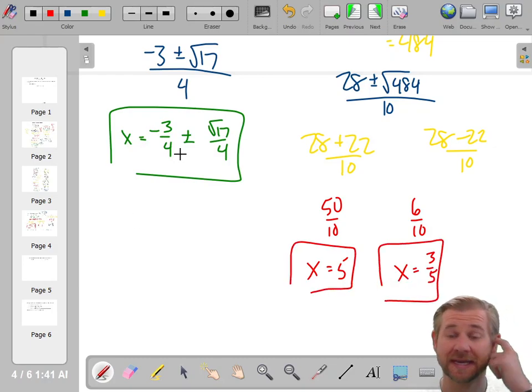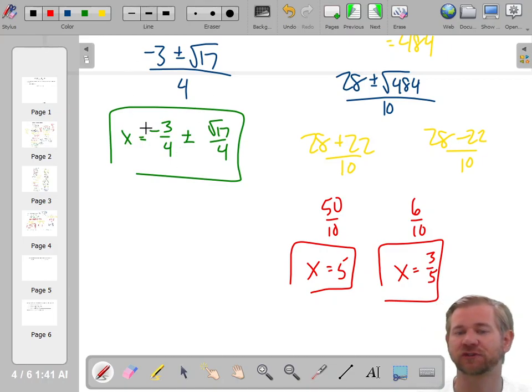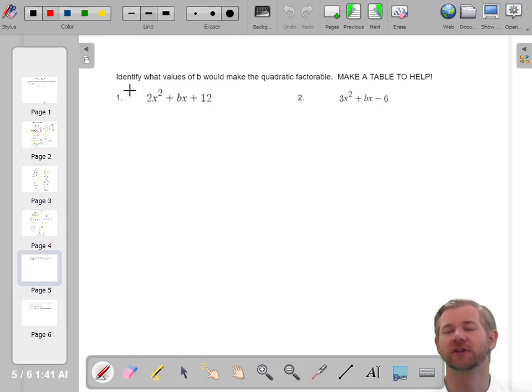So those are your answers. That's the quadratic formula. If you get the discriminant right, it's easy. If you get the discriminant wrong, you're done. So just be careful. And let's see. Oh, okay. These are good questions.